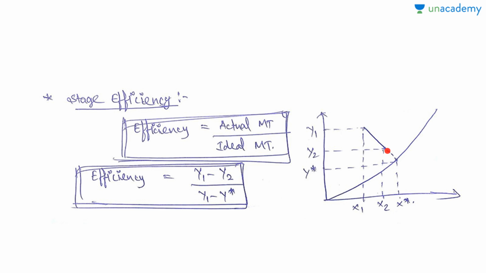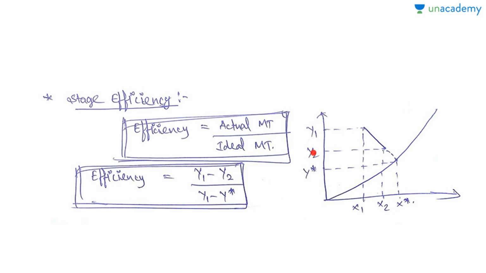The operating line is lying above the equilibrium curve, so it will be an absorption operation, and that too in co-current mode. Okay, so this point is y1 and this point is y2, and on the equilibrium curve we will have another point known as y star, or the equilibrium composition. Corresponding to y star we have x star, to y1 we have x1, and to y2 we have x2. Now efficiency is actual mass transfer upon ideal mass transfer. Always remember this is applicable everywhere.